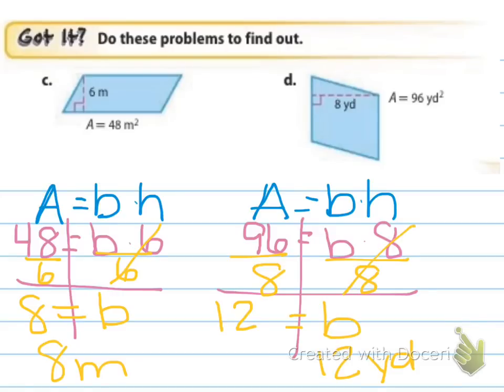All right, so you should have found that the base for C is going to be 8 meters and the base for D would be 12 yards. And again, you should always start with your area formula, then plug in what you know and solve.